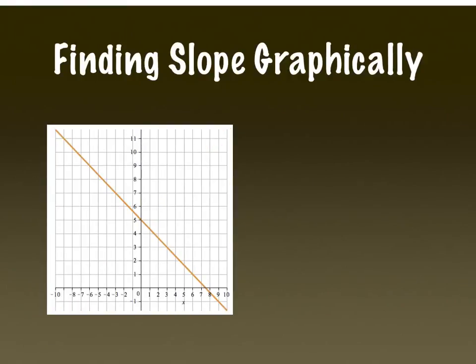Let's try that again. I'm going to use this point here, (0, 5), and this point here, (3, 3). Notice how we're going down to get to 3. I moved down 2 blocks, so that's a -2. To go from 0 to 3 on the x-axis, we moved over 3 blocks, so my slope is -2/3.